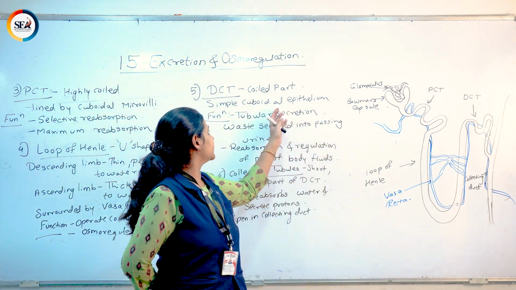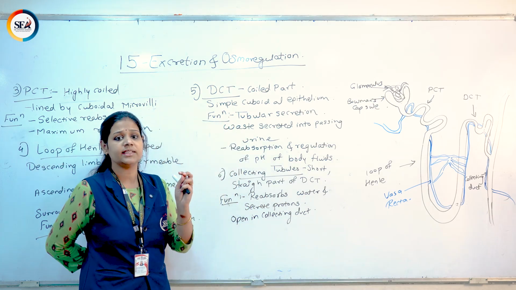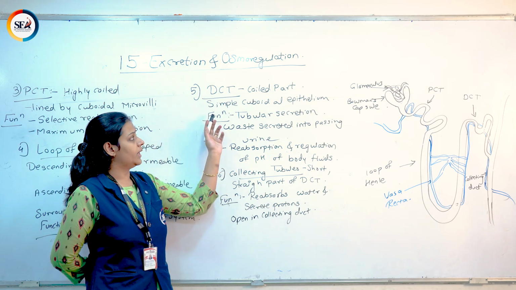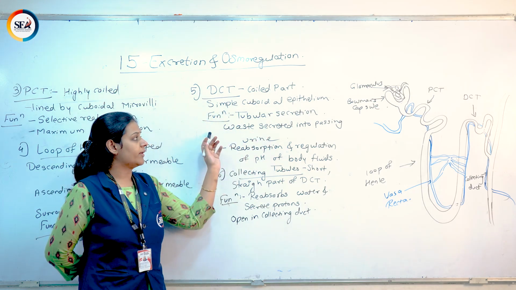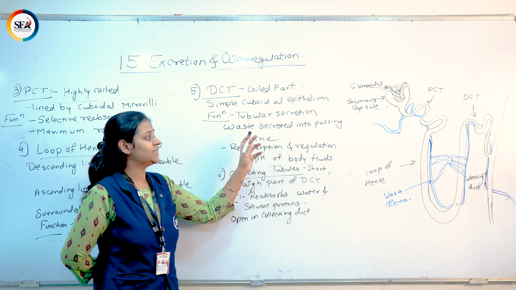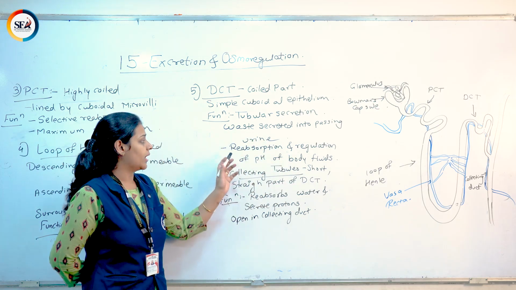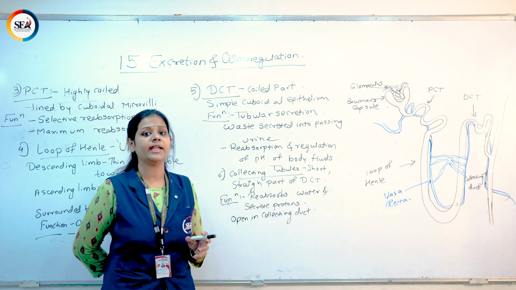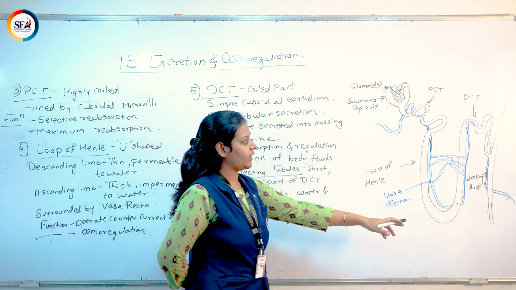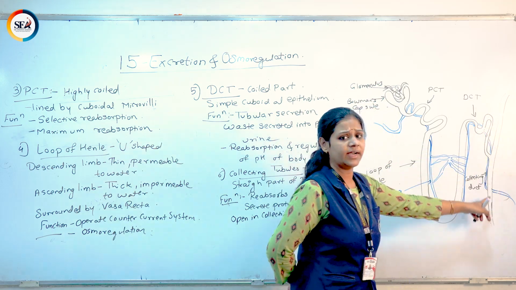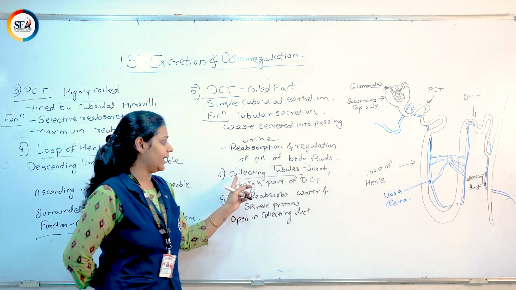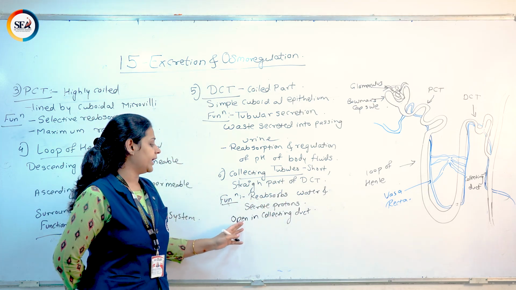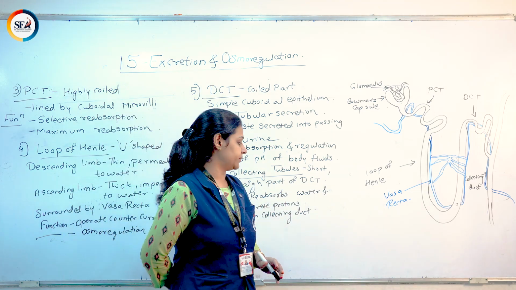The next part, that is the fifth part, is DCT. DCT is the distal convoluted tubule. It is also a highly coiled part of the nephron. It is simple cuboidal epithelium. Function is tubular secretion, that is waste is secreted into the passing urine, reabsorption, and regulation of pH of body fluids. Last part is the collecting tubules, which is the long straight part of the DCT. The work of the collecting tubule is reabsorption of water and secretion of protons. The collecting tubules open into the collecting ducts.